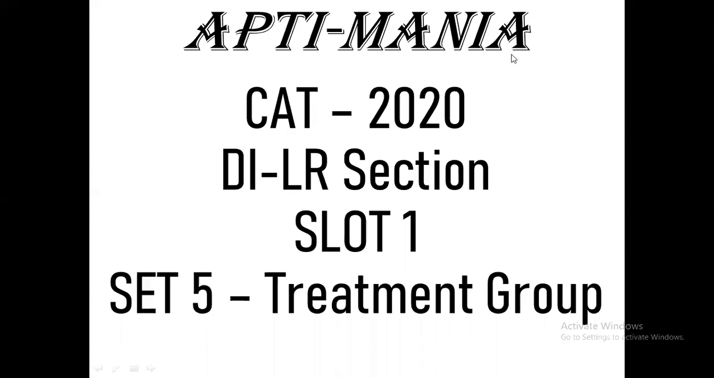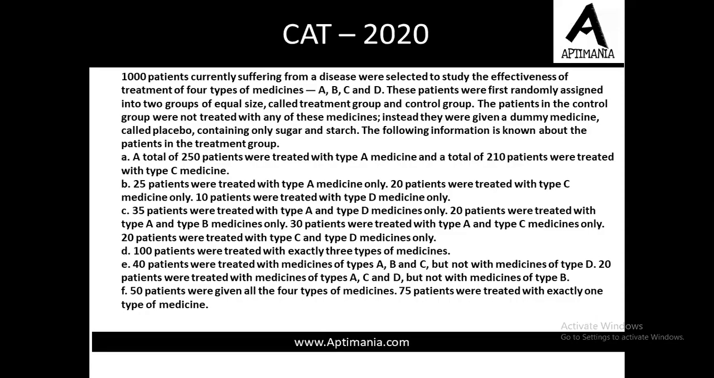Hello. In this video, I'm going to discuss with you set 5 of DILR section of CAT 2020 slot 1 paper. So the question is based on set theory. Question is 1000 patients currently suffering from a disease were selected to study the effectiveness of treatment of 4 types of medicine A, B, C and D.